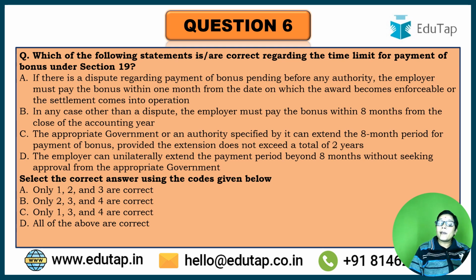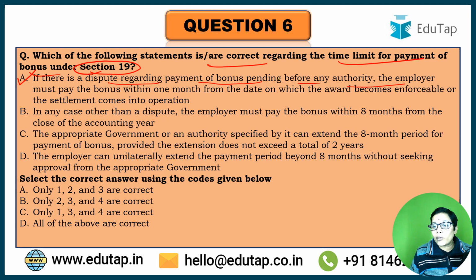Moving on to our next question. Which of the following statements is or are correct regarding the time limit for the payment of bonus under section 19? Okay, so let's have a look at the statements given. If there is a dispute regarding payment of bonus pending before any authority, the employer must pay the bonus within 1 month from the date on which the award becomes enforceable.